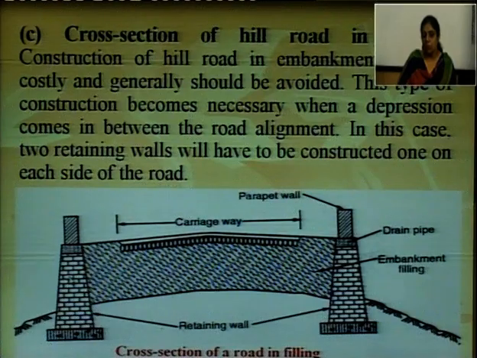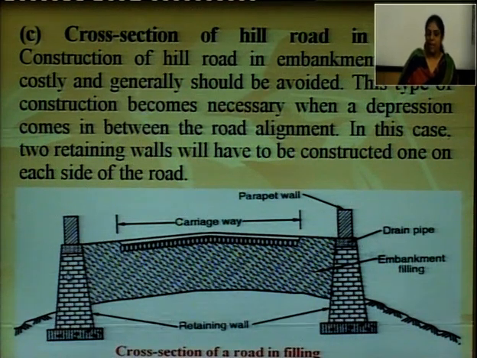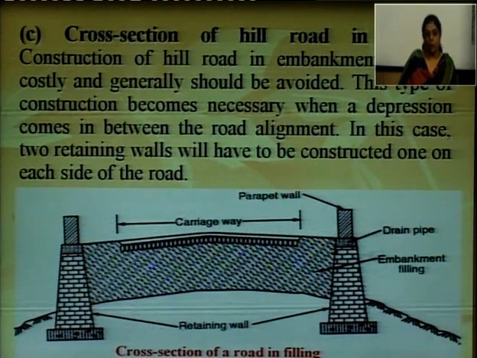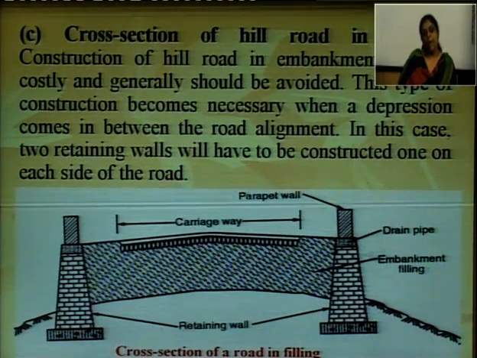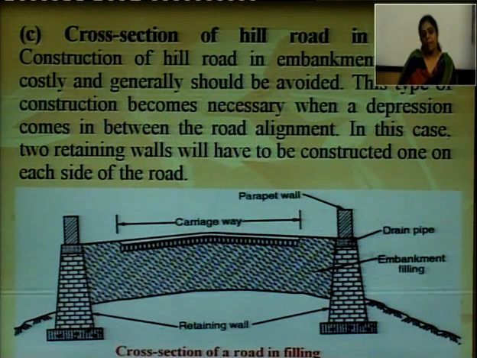Of construction, two retaining walls on both sides of the road are constructed. Previously we have studied that there is only one retaining wall, on the downhill side, but here in this case, because a retaining wall is always constructed to retain the filling material, two retaining walls are constructed in this type of cross section of road.